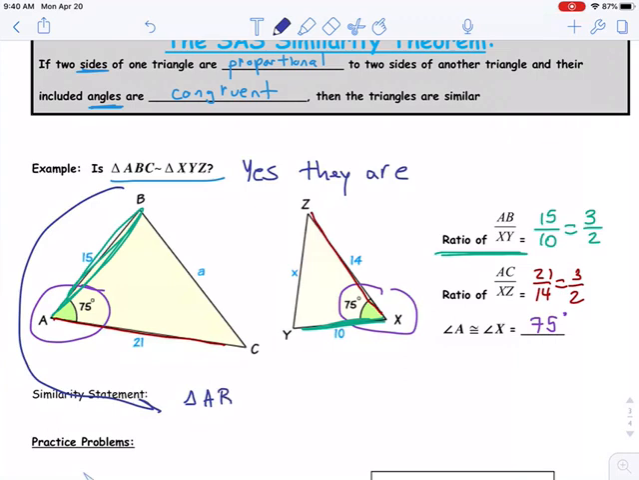And the similarity statement is just that right there. We'll practice writing it again. Triangle ABC, the squiggly line, triangle XYZ. That's it.